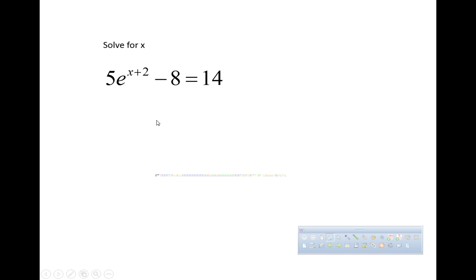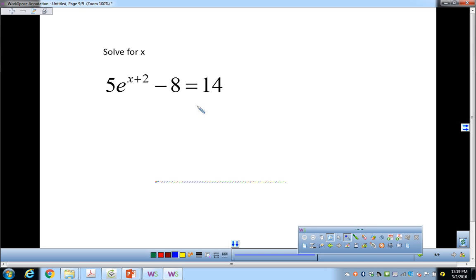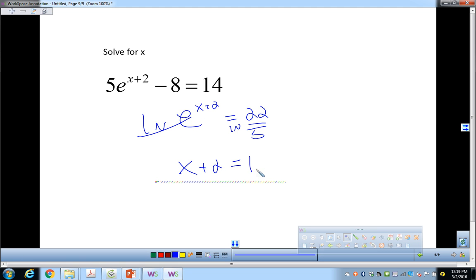so if you did this, you should have gotten 8, right? So you get e to the x plus 2 equals 22 divided by 5, right? Then you take the log of both sides, and this goes away, and you get x plus 2 equals natural log of 22 over 5, and x equals natural log of 22 over 5 minus 2. What Garrett did, he rewrote this as natural log of 22 minus natural log of 5 minus 2. That's fine. That works. Okay?